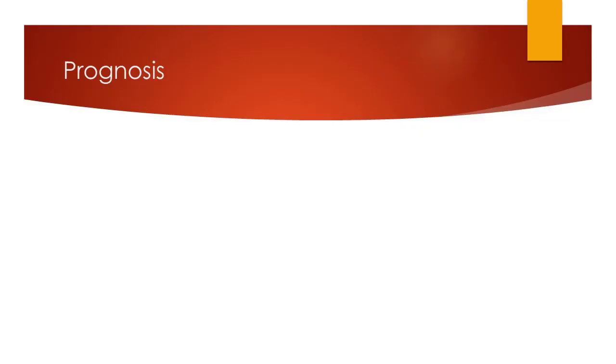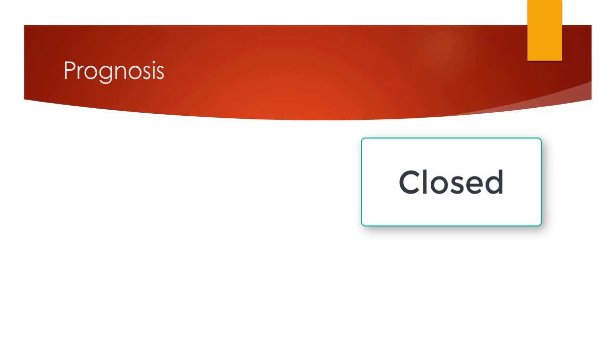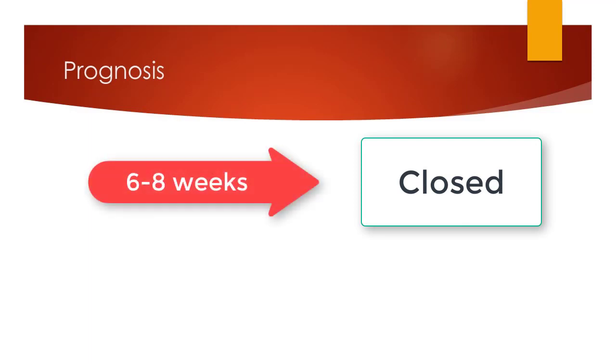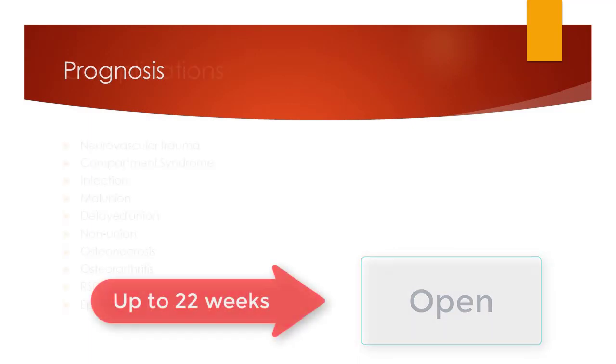Prognosis is going to depend again on one of the classifications, whether or not it's a closed fracture or an open fracture. A closed fracture is going to be somewhere between 6 to 8 weeks, but it can go up to 17 weeks for the full healing process to take place. An open fracture can take as much as 22 weeks.